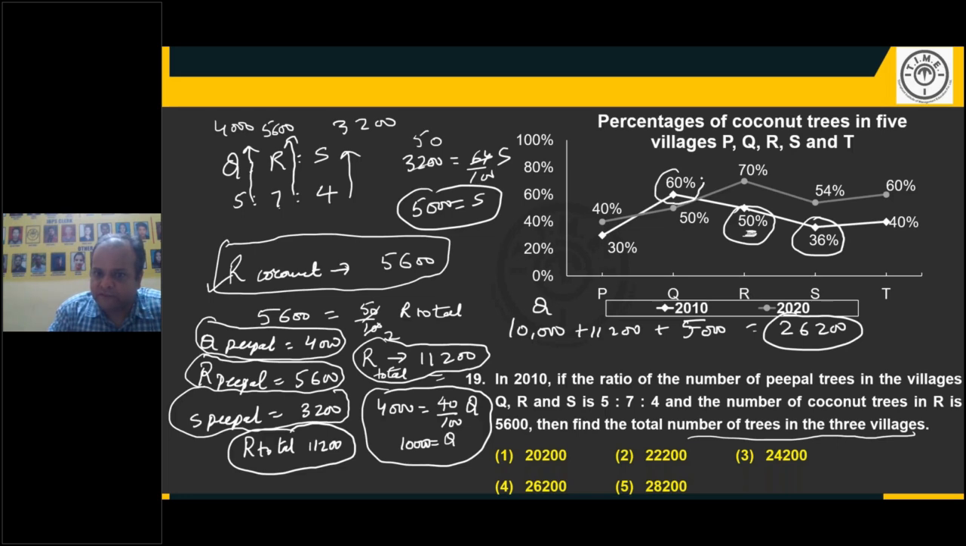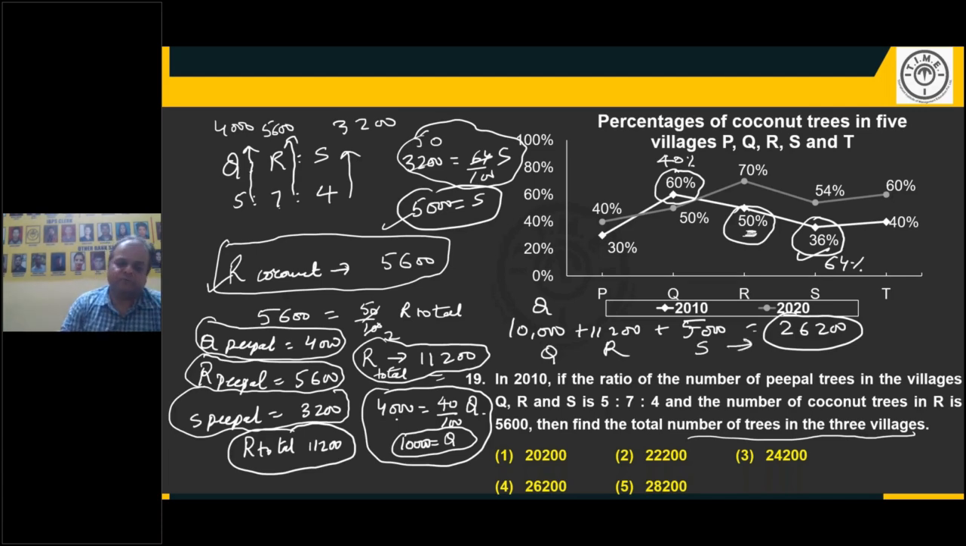Because for Q, coconut is 60%. If coconut is 60, then people will be 40. So 4,000 is equal to 40% of Q, which means Q ka total is 10,000. Similarly, for S, 36% is coconut, so 64% is people. So this 3,200 is 64% of S ka total. So S ka total is 5,000. So this is Q ka total, this is R ka total, this is S ka total. If we add all of them, we get 26,200.